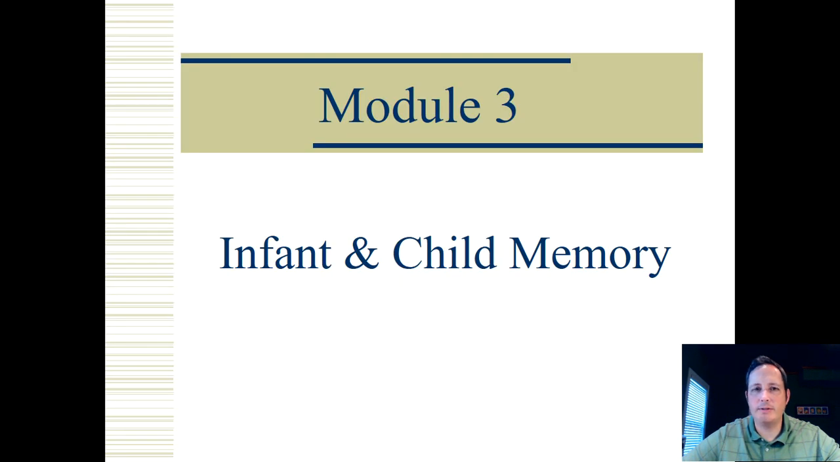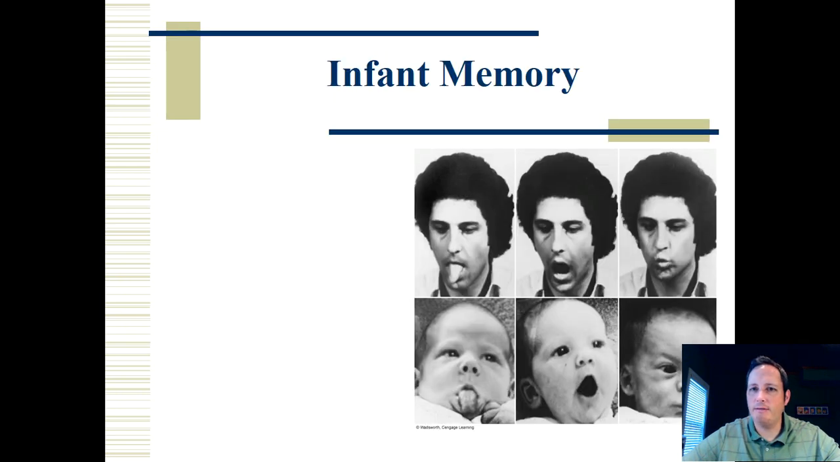In Module 3, we're going to go into more explicitly the infant and child memories. Now that we've done the review in Module 1 over the information processing, and in Module 2 talking about various types of memory, now we're going to look at how those change over time. And so this module, we're going to start with infants.